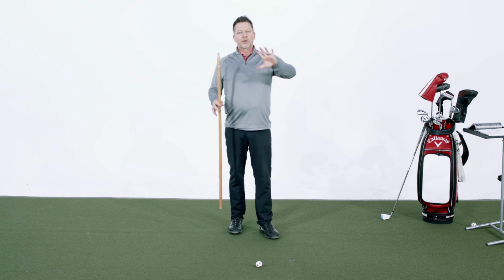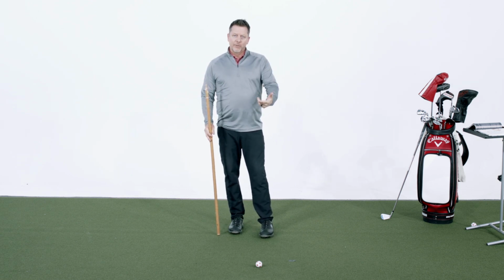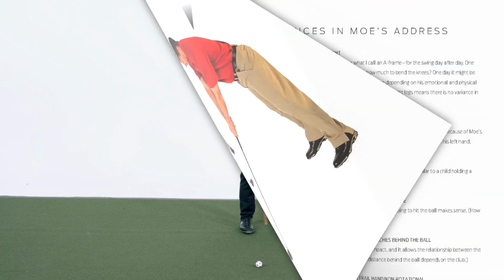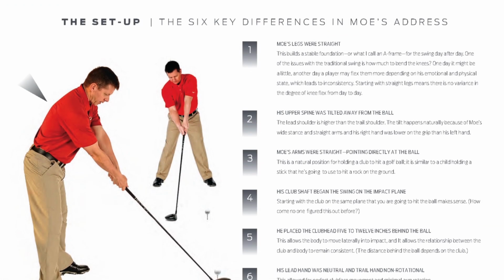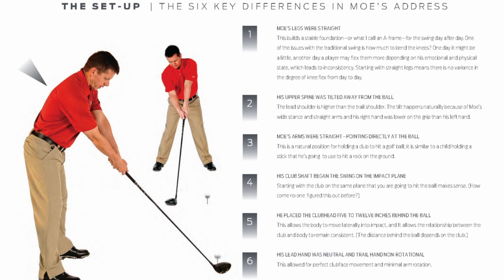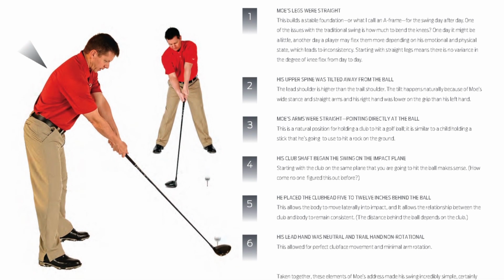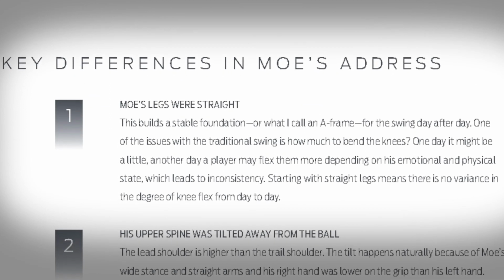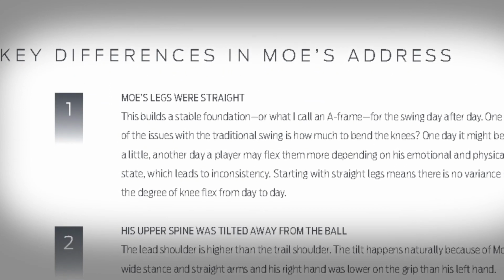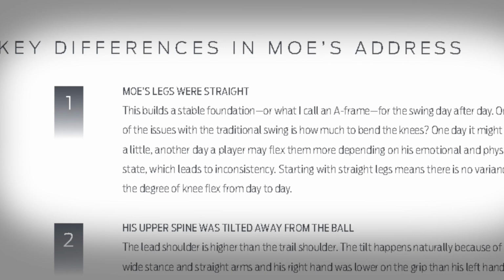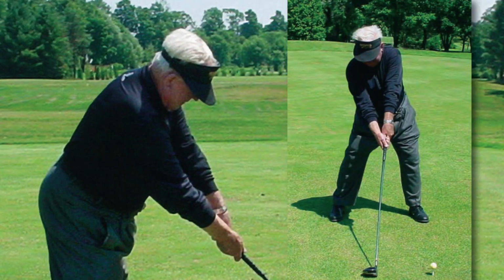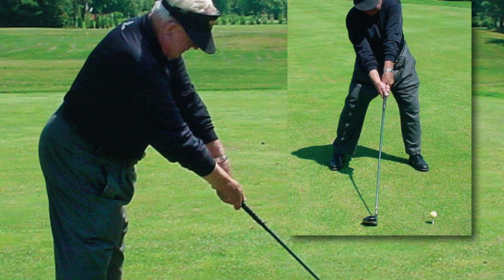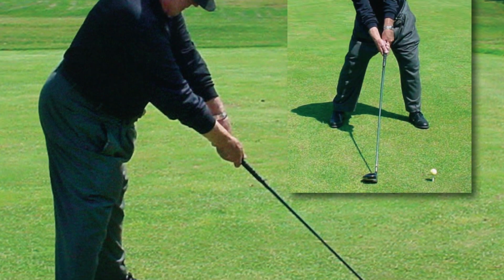So let's start going through the basic principles of Moe's address position so I can nail down with you the fundamentals you see in the book. If you go to page 57 of the book, we're looking at the setup, the key differences in Moe's address position. Let's go through these really quickly. The first thing is how Moe's arms and legs were straight. That's a key difference you see with Moe's swing. His arms are straight and his legs are straight.